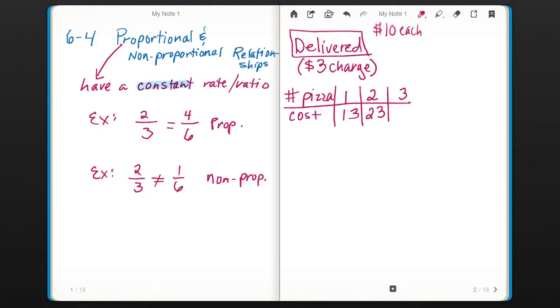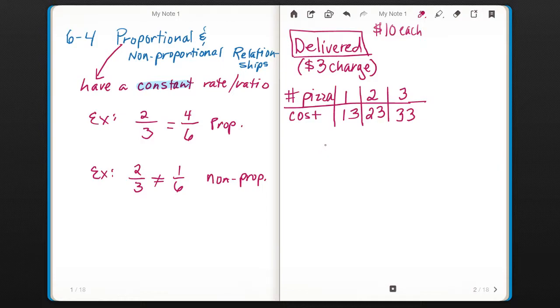Okay, let's say you hear from more and we need to get 3. Maybe your parents and your siblings decide they want to eat pizza. So, Trey, what would the cost be? 33. So it's just increasing up by 10. All right, now let's look at these ratios or these rates and see if they're proportional.